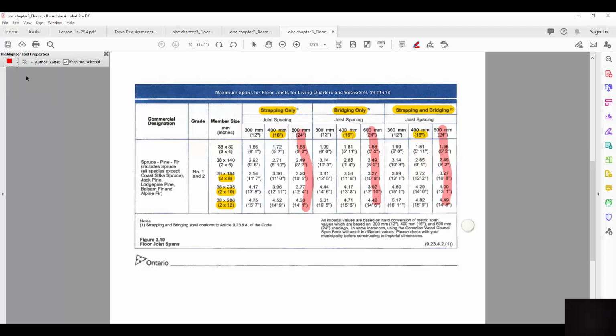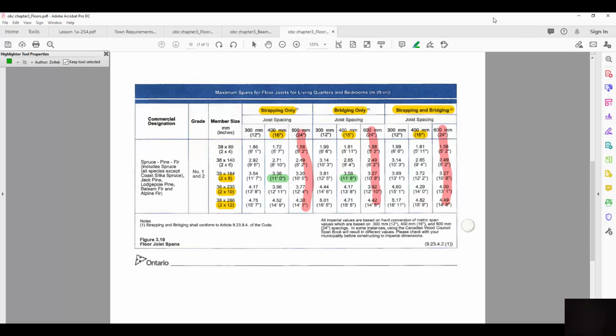So what do these numbers actually mean? The important numbers are these in the middle. For instance, at 16 inches on center, I'm just going to draw an underline here. At 16 inches on center, a 2x8 can span 11 feet. That's how we read this table. That's only with strapping. Now, if we still want to use a 2x8 but want to get more length out of it, we go to bridging, and that's 11 feet, 8 inches. That's how we read the chart.